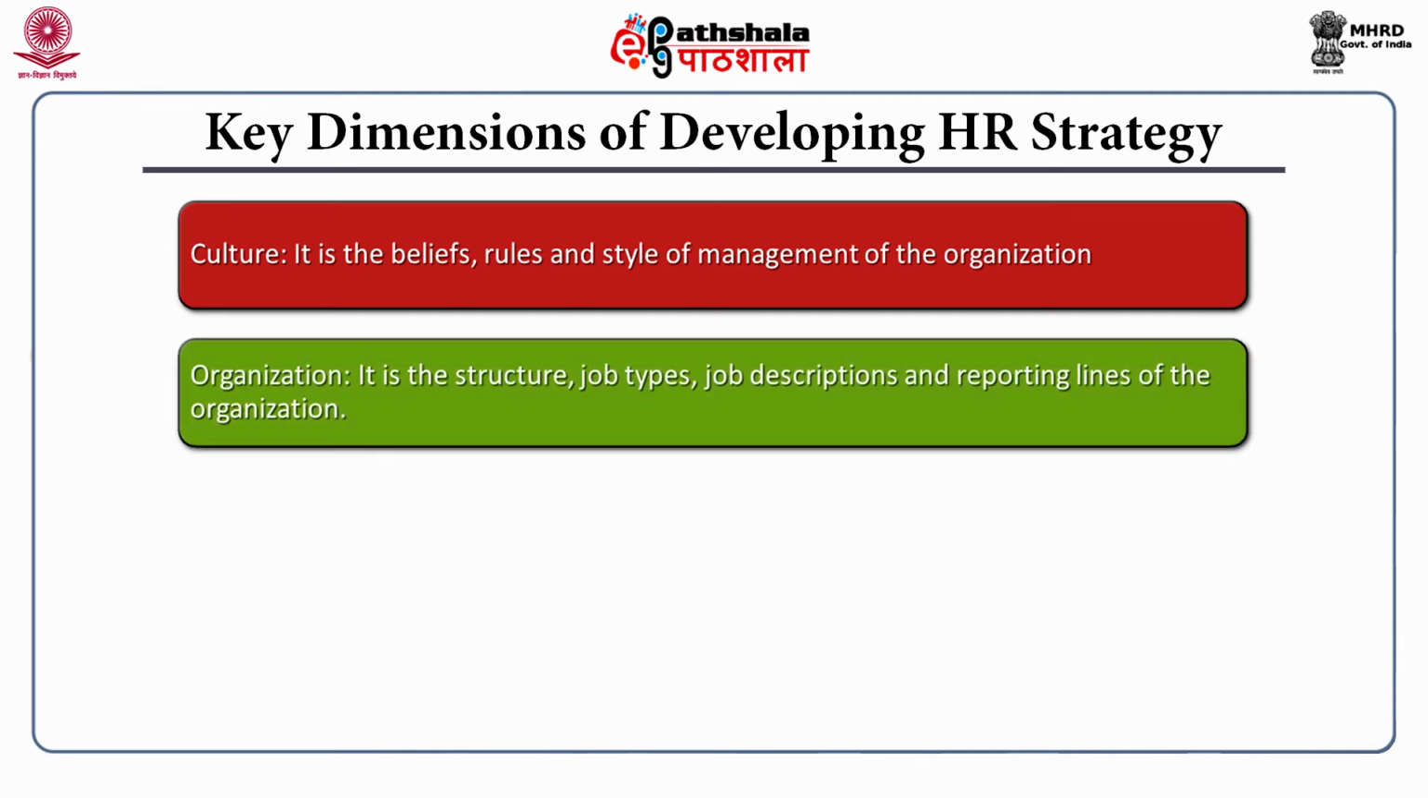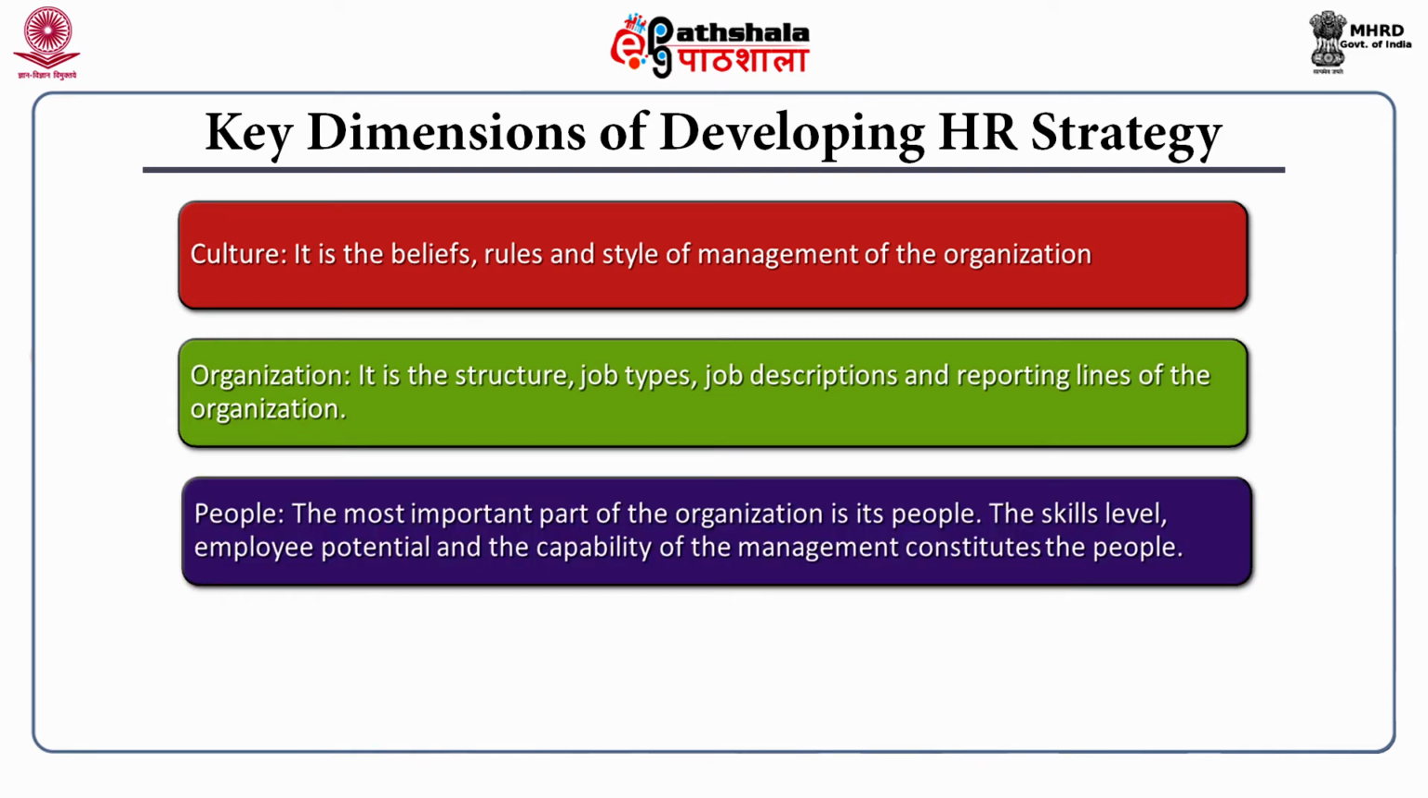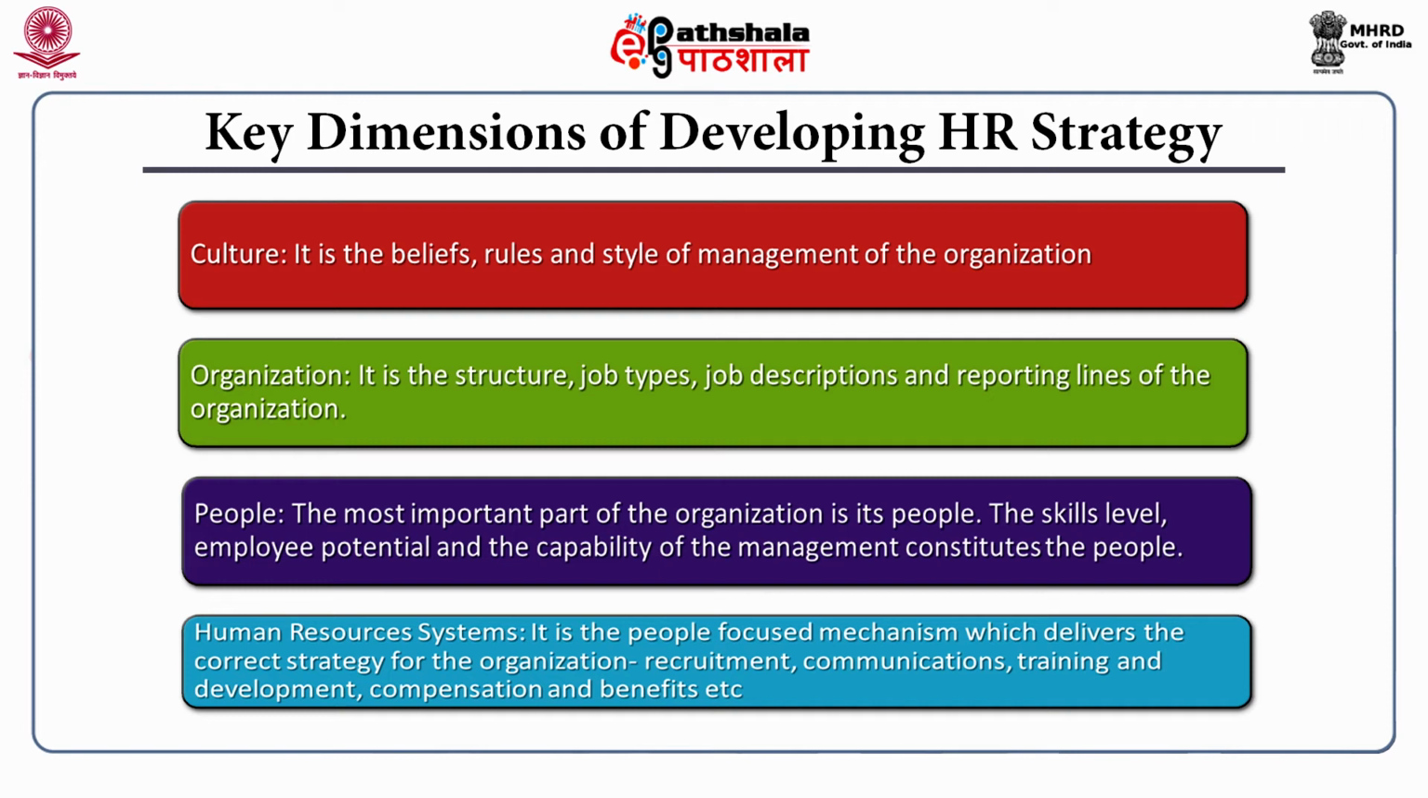Organization. It is the structure, job types, job descriptions and reporting lines of the organization. People. It is the most important part of the organization. The skills level, employee potentials and capability of the management constitutes the people dimension. Human resource systems. It is the people focused mechanism which delivers the correct strategy for the organization: recruitment, communication, training, development and compensation and benefits, etc.